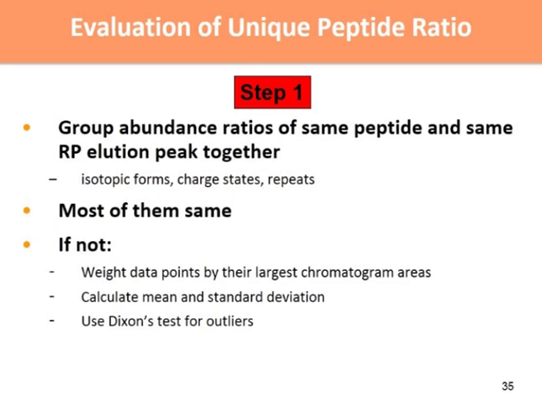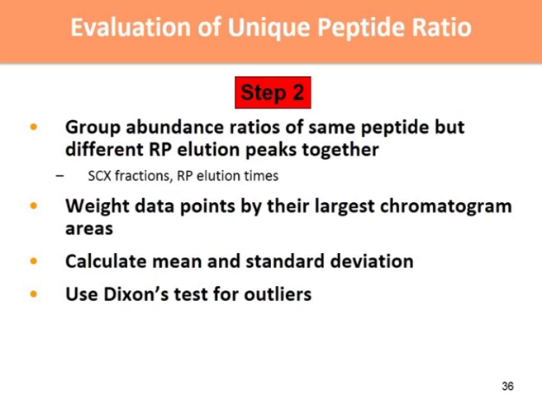So there's 2 steps. Step 1 is to group these ratios of the same peptide and the same peak together. Different isotopic forms, different charge states and repeats. Many of them will be the same. If it's the same peak, it's the same elution, so you get the same ratio. But if they're not the same, as I just mentioned, we do a weighted average based on the chromatogram areas, and we throw away outliers and calculate the mean and standard deviation.